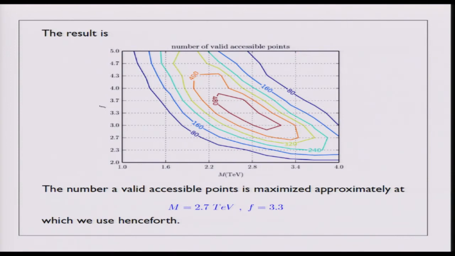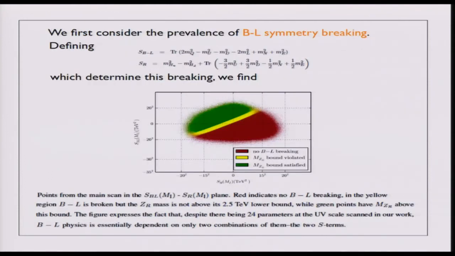So this just tells us what the maximal number of points we find is. If we take M to be 2.7 TeV and this number to be 3.3, somewhere sitting in the middle there, we get the maximal number of really good points. But you could work anywhere here. We're not saying that nature picks that, but you'll get the kind of results I'm showing everywhere, but this helps our statistics. So here's the kind of results you get.